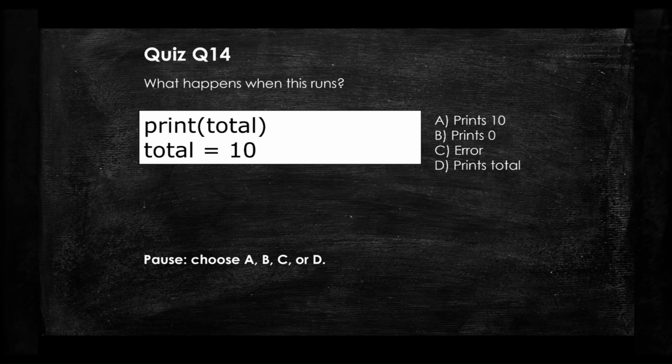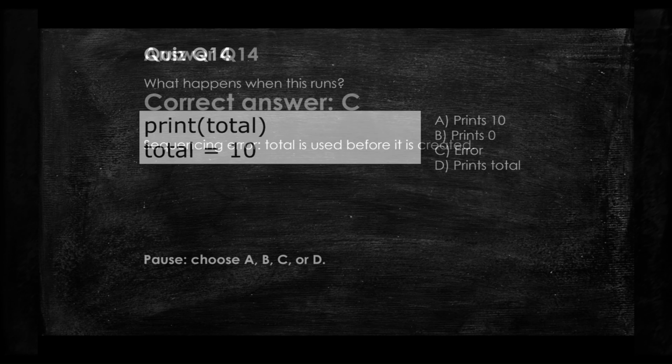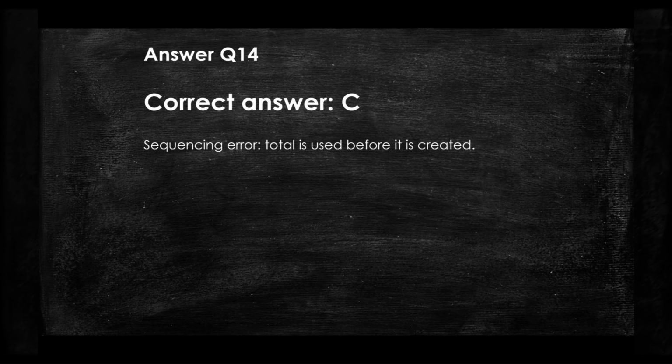Question 14. What happens when this runs? The correct answer is C. This is a sequencing error. Total is used before it's created. It'll create an error.